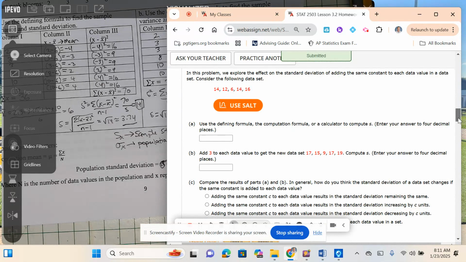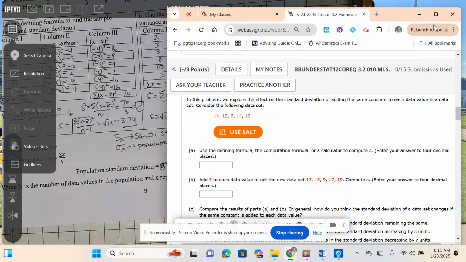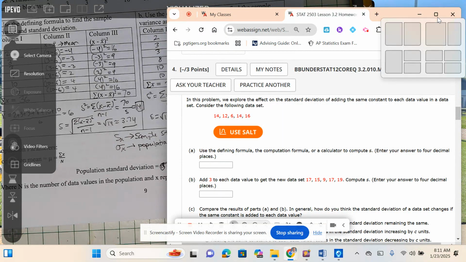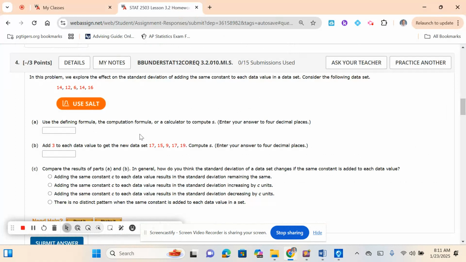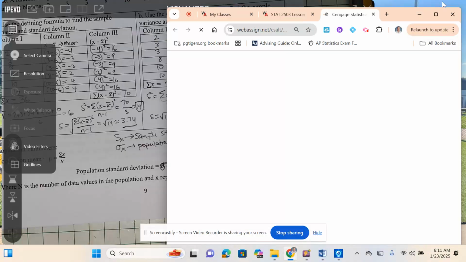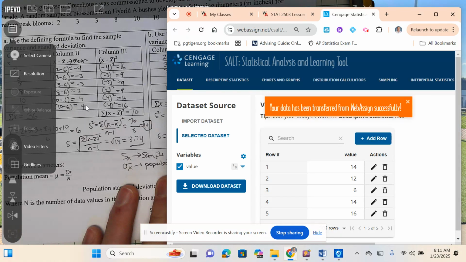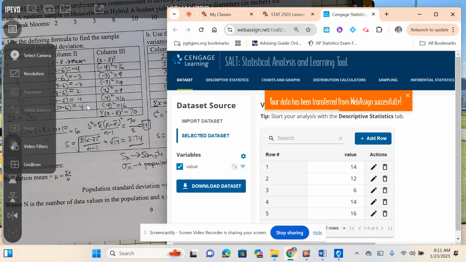Now we're going to get to use our BFF SALT. Consider the problem. We explore the effect on the standard deviation by adding the same constant to each data value. So we've got a data set. First thing I'm going to do is use SALT. Now, defining formula, as I said, you can use the defining formula. The defining formula was this right here, but I'm good with y'all using technology here because that takes too much time.